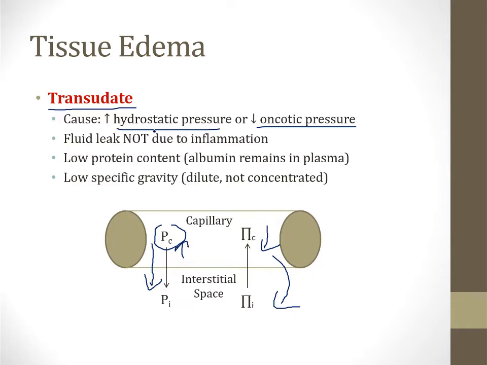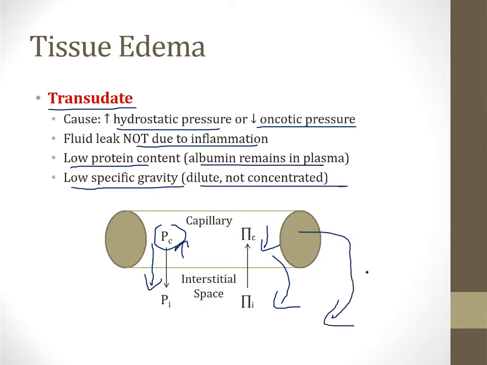So transudates are fluid leaks not due to inflammation, but in contrast to exudates, these fluids that are found in tissue have a low protein content. That's because albumin remains in the plasma and doesn't leak into the interstitial space with the fluid. They also have a low specific gravity. They're very dilute and not concentrated, and that's because only water is moving in this direction. It's not carrying proteins and other contents with it.